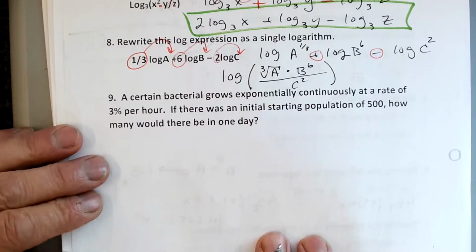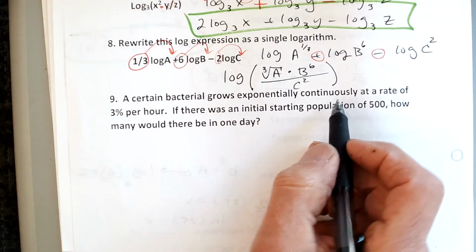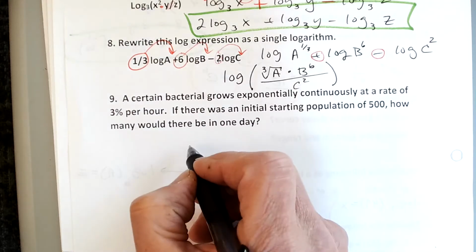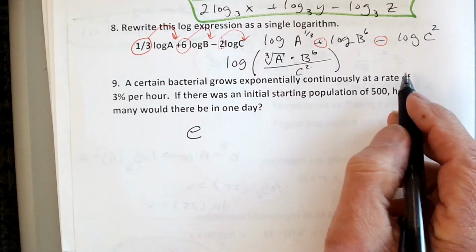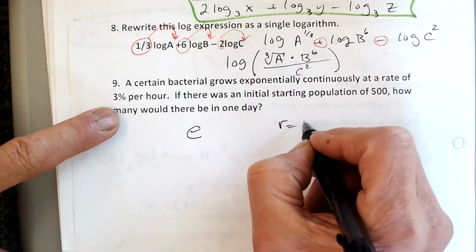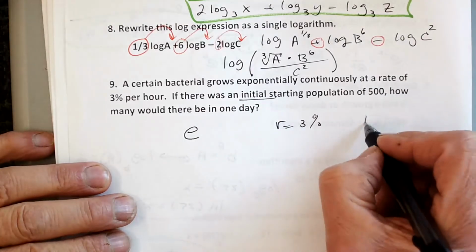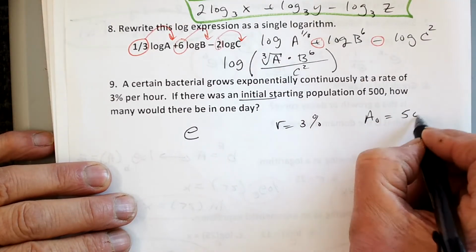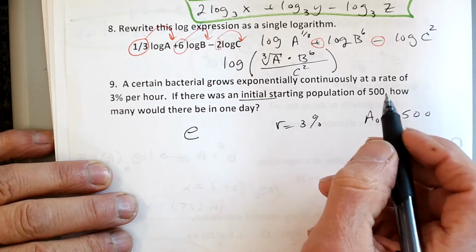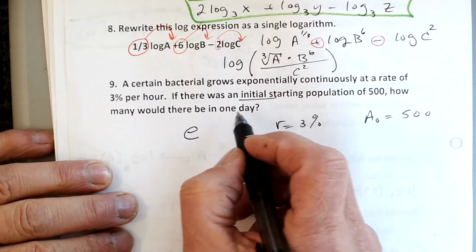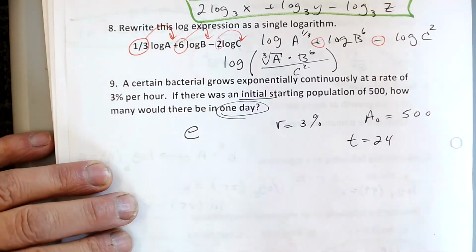And finally, number 9. Okay, bacteria grows exponentially, continuously. Ooh, that means we're going to have to use the number e, aren't we? We're going to have to use the number e because it's continuously at a rate of 3% per hour. So I'm going to know my rate's 3%. Initial population, well, that's my beginning amount. That's got to be 500. How many would be there in one day? Well, one day means that I'm probably going to let my t equal 24. One day, 24 hours, right?